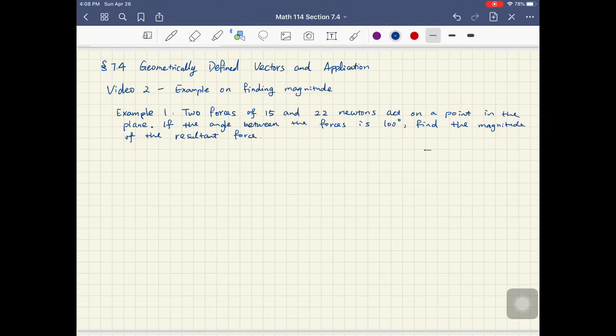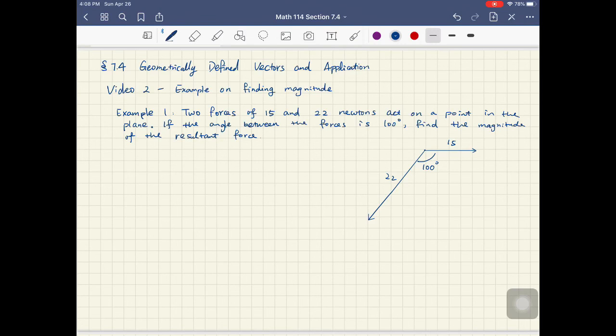So if I have the first one, and then the second one is going to be 100 degrees apart. Since one is shorter and one is longer, I'm going to say the top one is 15 newtons, and then the bottom one is 22 newtons. Then we want to find the magnitude of the resultant force.